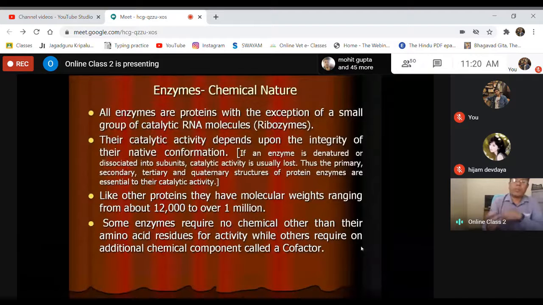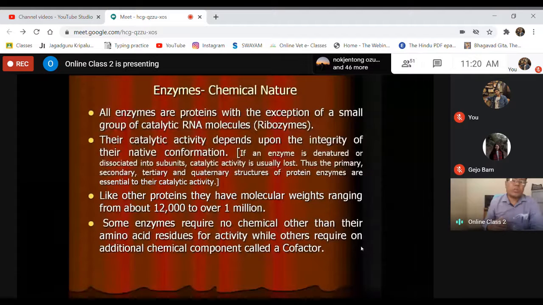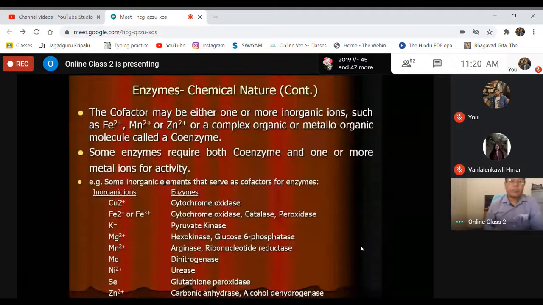But there are some enzymes which require some additional groups in addition to the amino acids to perform their function. So these additional groups which are required by the enzymes to express their activity are called the cofactor. So what is a cofactor? A cofactor is the additional group required by the enzymes to perform their function.